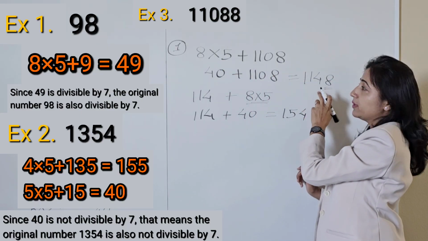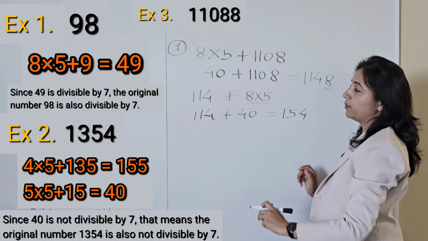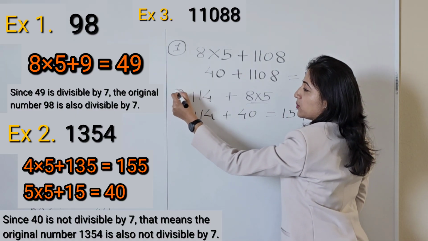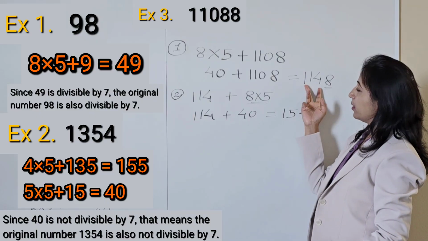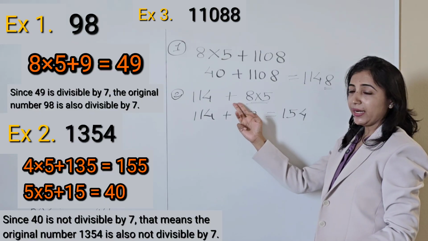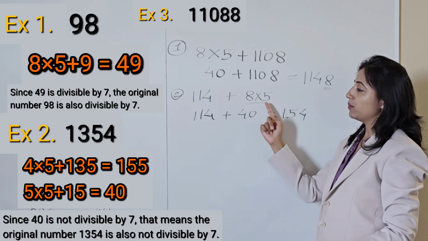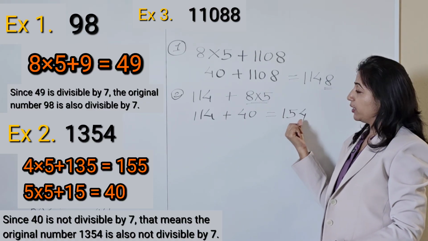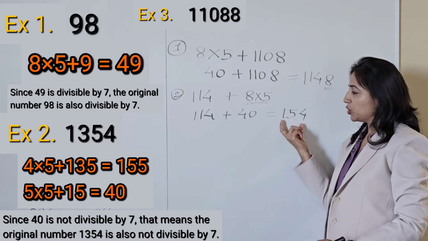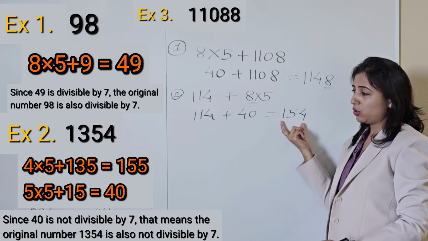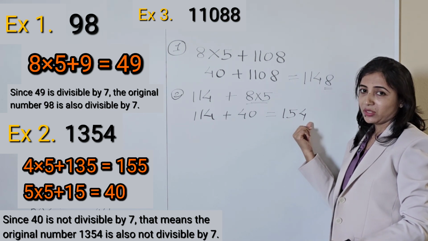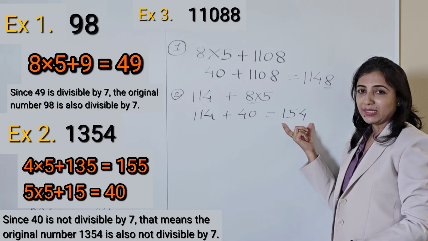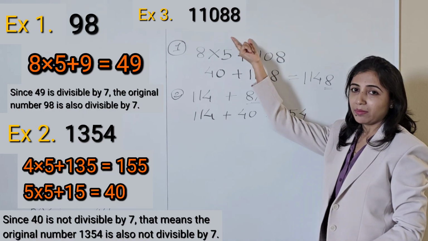If you know whether this is divisible by 7 or not, you can stop here. But if the number is large, then again repeat the process. That is our second step, where 114 is added to the multiplication of the last digit into 5, so our result becomes 154. Now it is easy to check whether it is divisible by 7 or not. 7 twos are 14, 7 twos are 14, so 22 is the quotient. That means it is divisible by 7, so our number is divisible by 7.